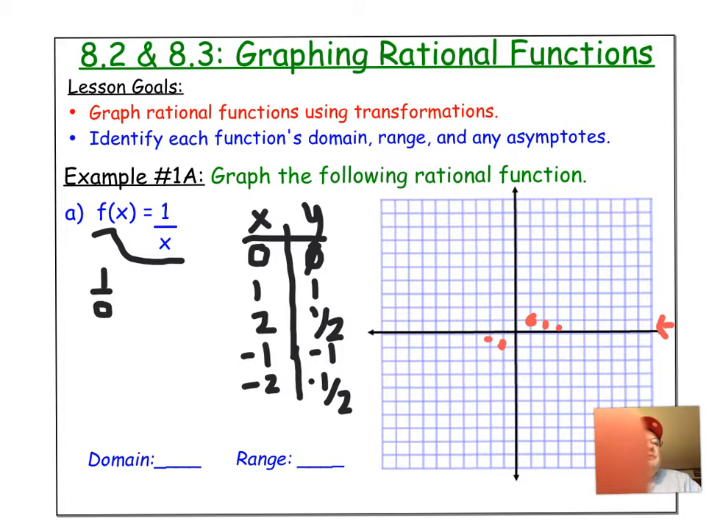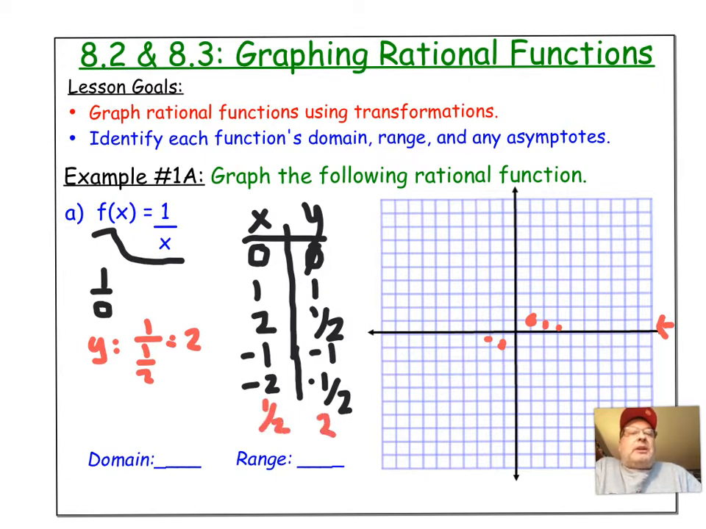I wonder what happens when x equals 1/2. So let's look at this. If I put x equals 1/2, you get y, or f of x, equals 1 divided by 1/2. You can't divide fractions. You can only multiply by the reciprocal. So 1 times 2 over 1 is actually equal to 2. So if my x is 1/2, my y value is going to be 2. So then it kind of goes up like this.